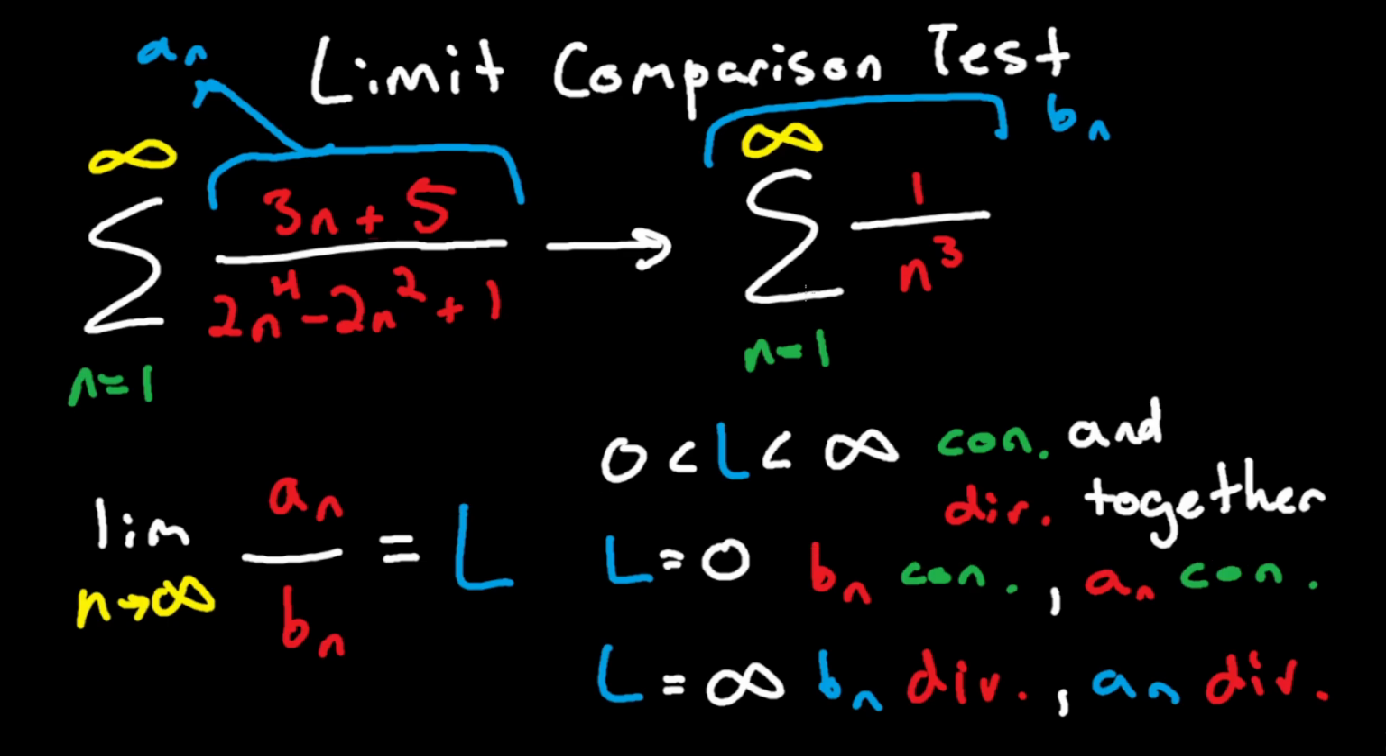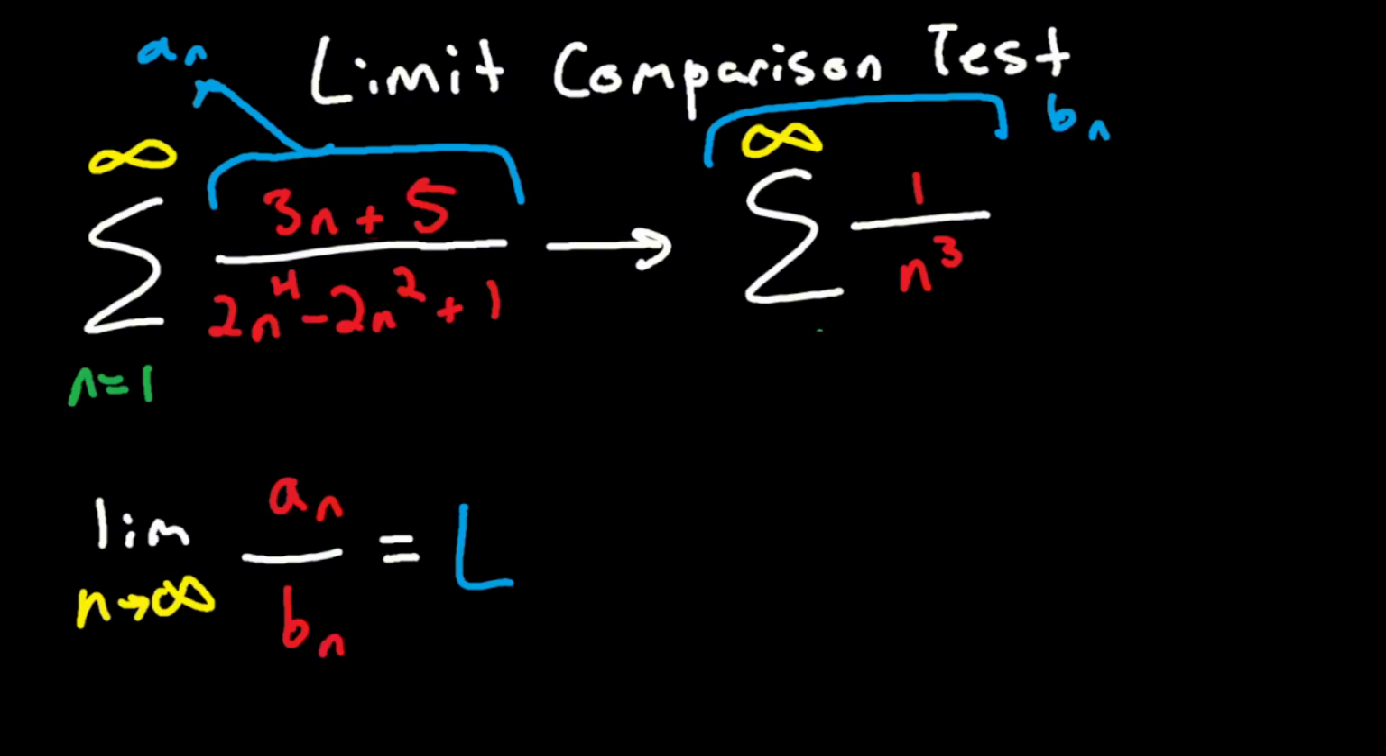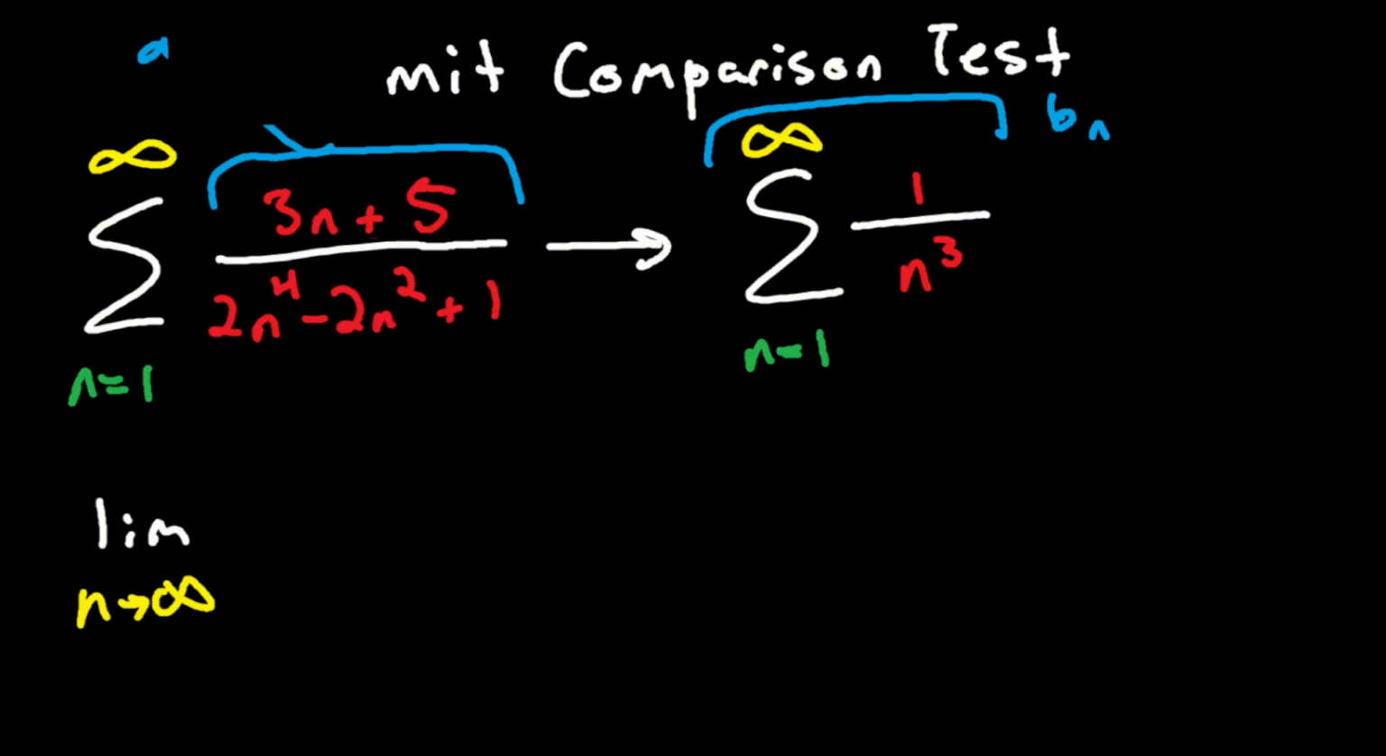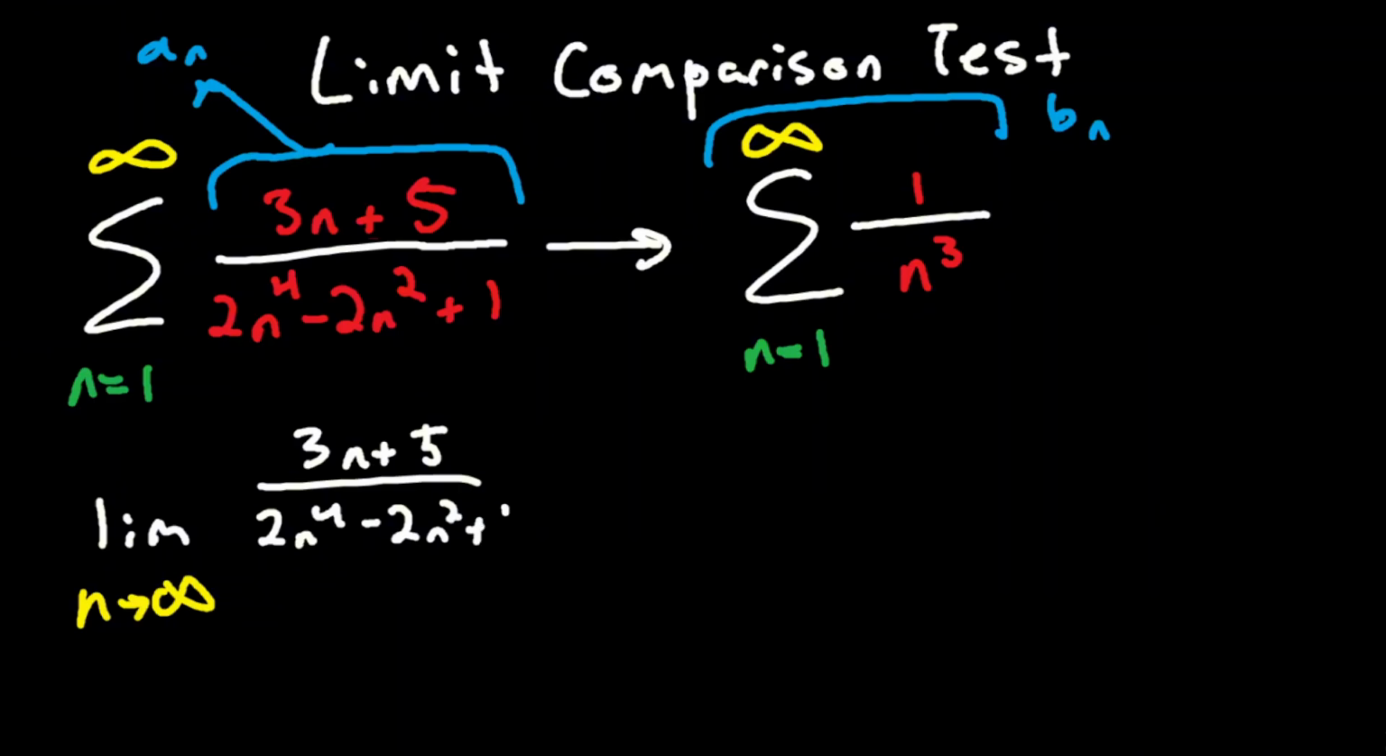So now I actually have to solve the limit. Where do I put these conditions? You know what, I'll erase them, and you can go back and forth, but I need to make space to solve the limit. So the limit, remember, was a of n over b of n, okay? So let's go ahead and write down a of n. A of n is 3n plus 5 over 2n to the 4th minus 2n squared plus 1, over b of n, which is simply 1 over n to the power of 3.